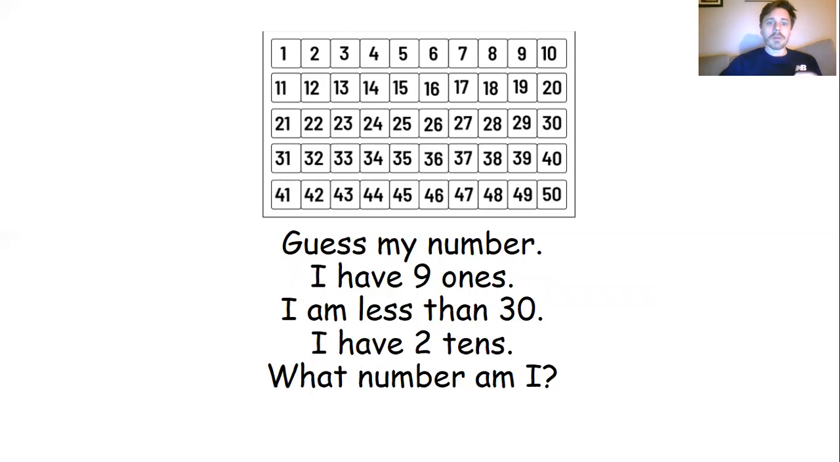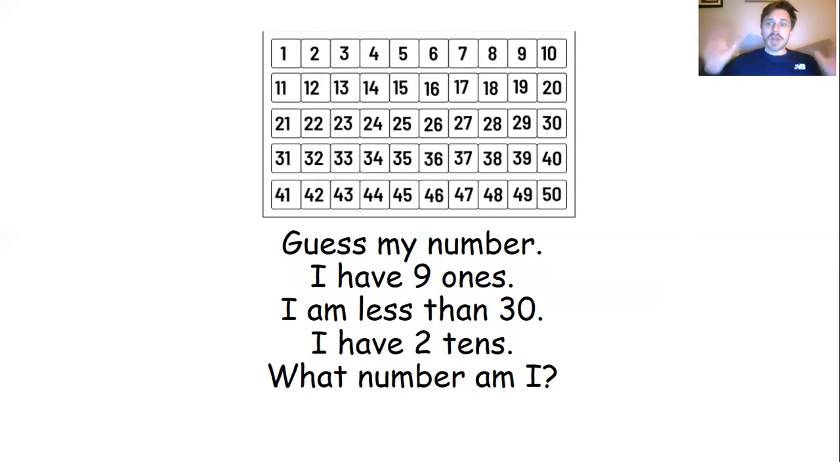Next one. Guess my number. I have 9 ones. Those of you who are thinking already should be looking down your nines column. It's going to be definitely there. I have 9 ones. I am less than 30. So it can't be 39 or 49, can it? I have 2 tens. So you're going to be looking along your 20s row there. Which number am I? Did you get it? It was, that's right, 29. Well done if you did.